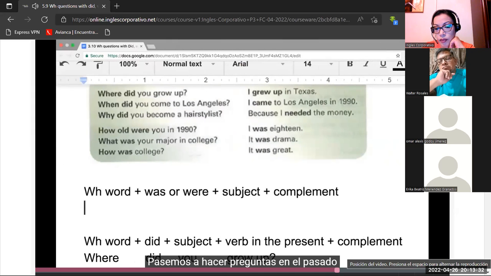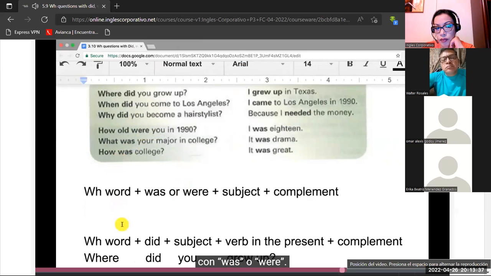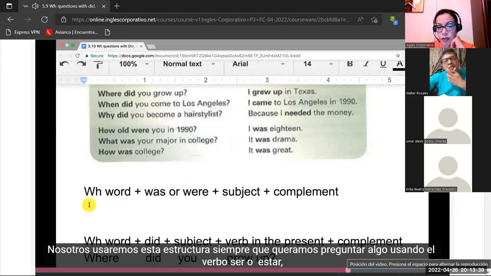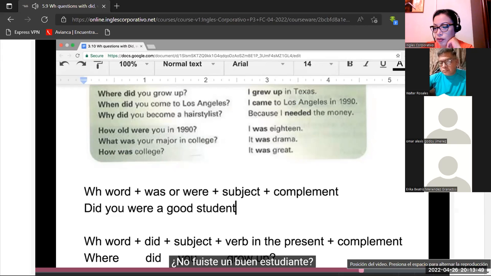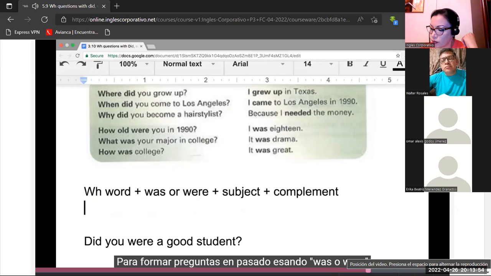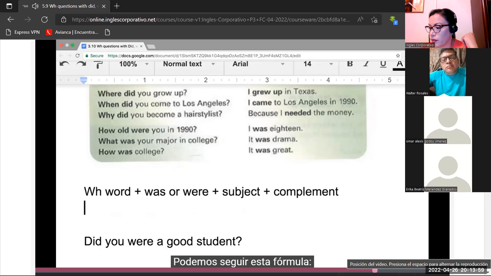Let's move on to asking questions in the past tense with was or were. We will use this structure whenever we want to ask something using the verb to be. We can't say the following. Did you were a good student? This is incorrect. To form questions in the past using was or were, we can follow this formula. WH word plus was or were plus the subject plus a complement.